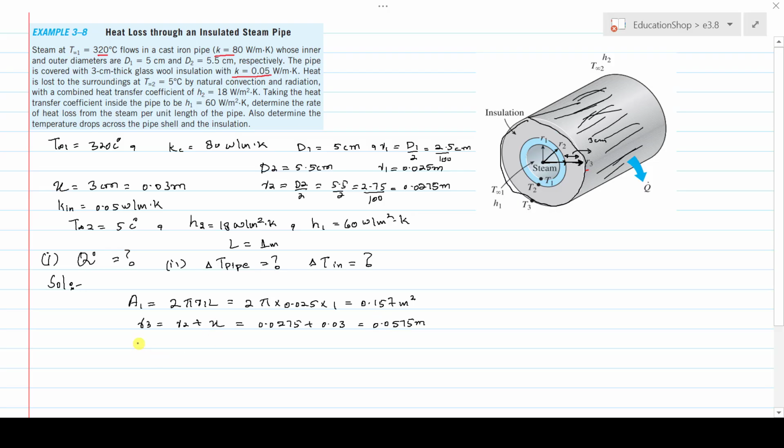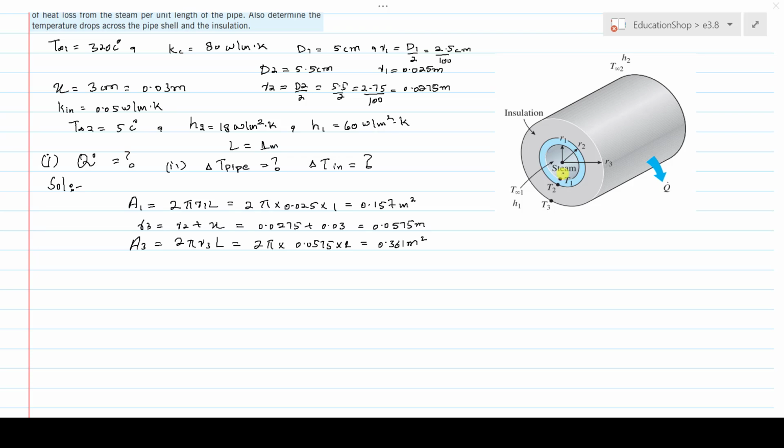And that is, let's say, A3, and it is equal to 2 pi R3 L. R3 is 0.0575, multiplied by length, that is 1. Simply multiply and you will get the value of A3, that is 0.361 meter square.